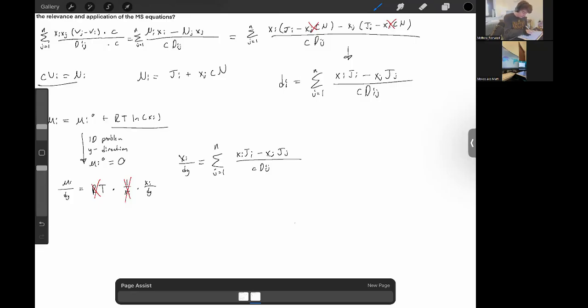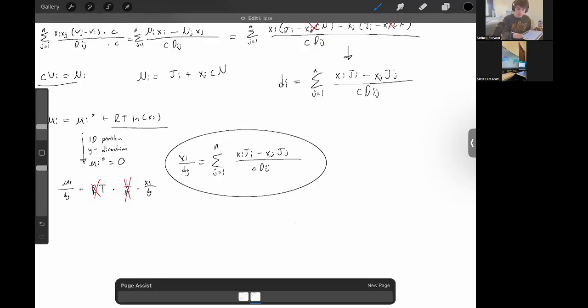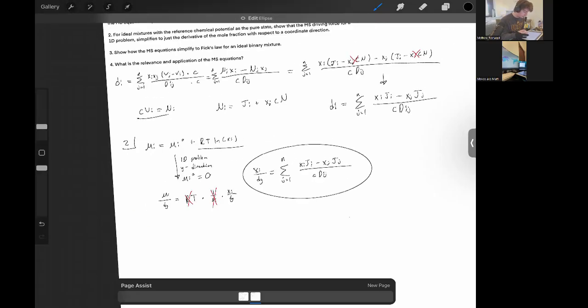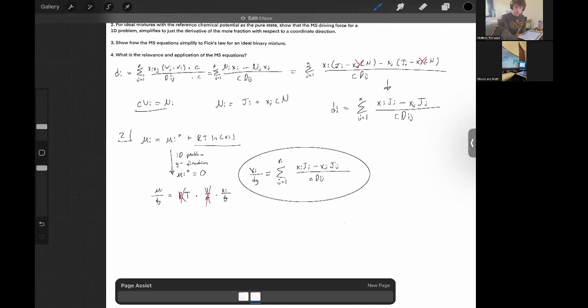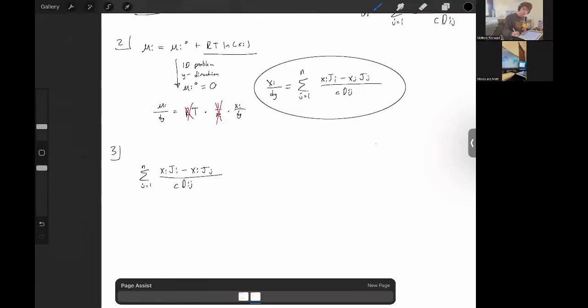Okay, so after subbing in the equations with the Maxwell-Stefan equation and using the chemical potential as a driving force, we were able to prove that, in essence, for a one-dimensional problem with some direction, which we said is the y direction, the derivative of the mole fraction with regards to some distance is actually the driving force for the Maxwell-Stefan equation. Okay, cool.